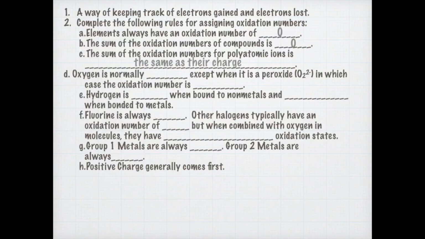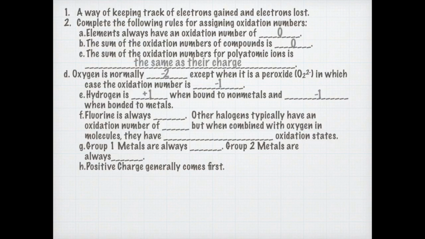So for example, NO3-, the sum of all the oxidation numbers for nitrogen and oxygen in there is going to be -1. Oxygen normally has a -2 oxidation number, just like its charge, except when it's a peroxide. If it exists as O2 2- in a compound, its oxidation number is going to be -1. When hydrogen is bound to nonmetals, remember nonmetals have a negative charge, hydrogen is going to have a +1 charge.